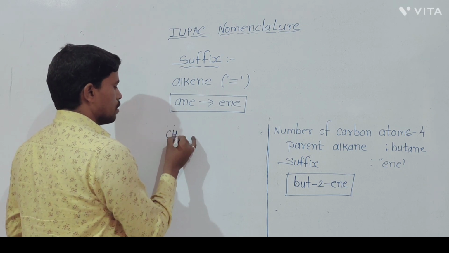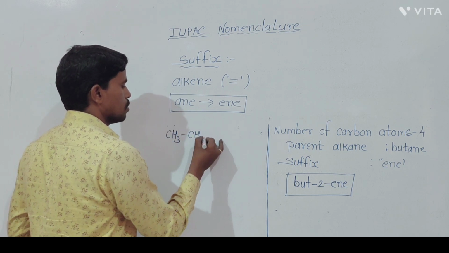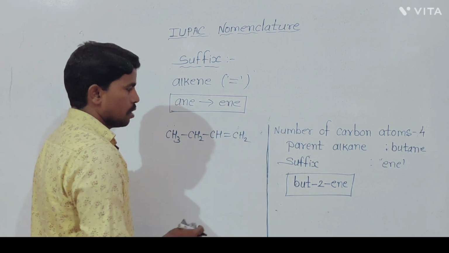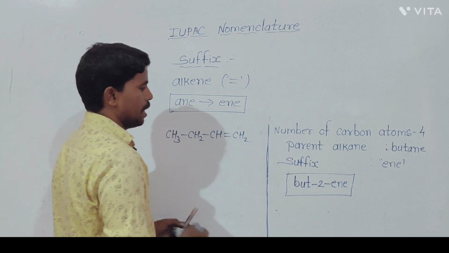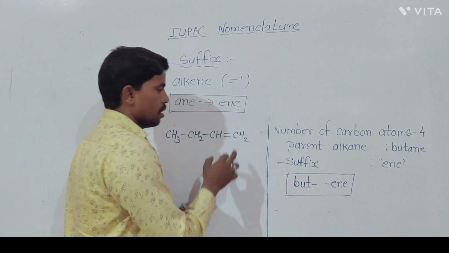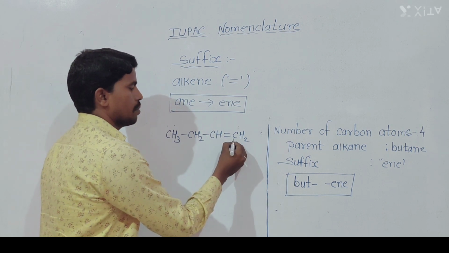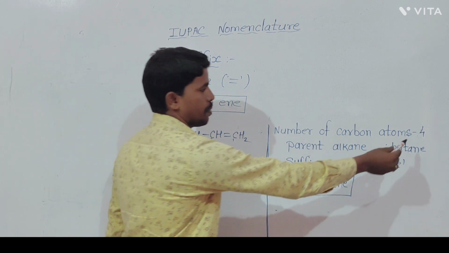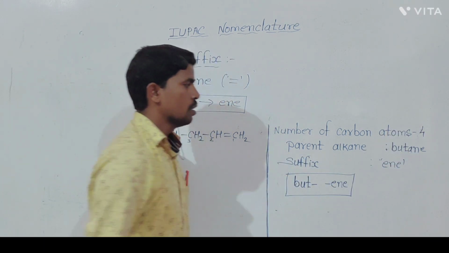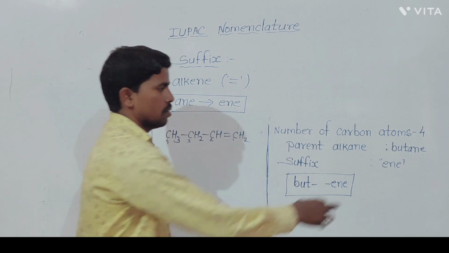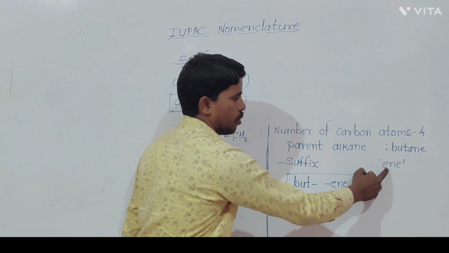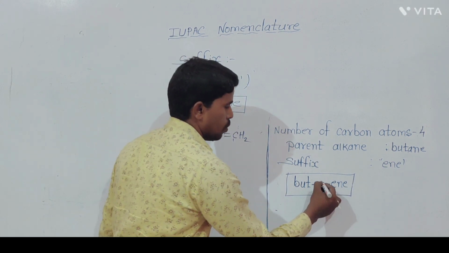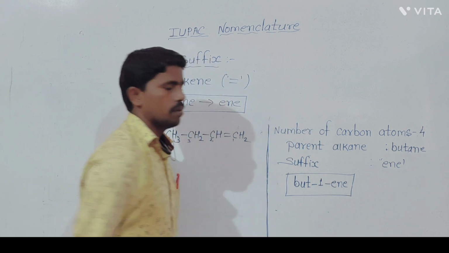This is CH3 CH2 CH double bond CH2. Here the double bond is present on the first carbon atom, therefore start numbering from this carbon atom. This is 1, this is 2, this is 3, and this is 4. The number of carbon atoms present in the given compound is 4. The parent alkane is butane. The suffix used for the double bond is ENE, and the name of the given compound becomes but-1-ene.